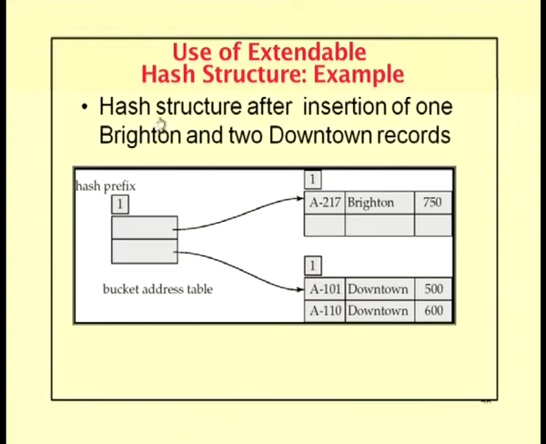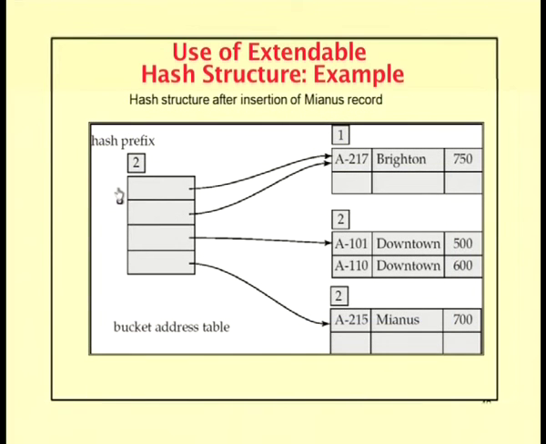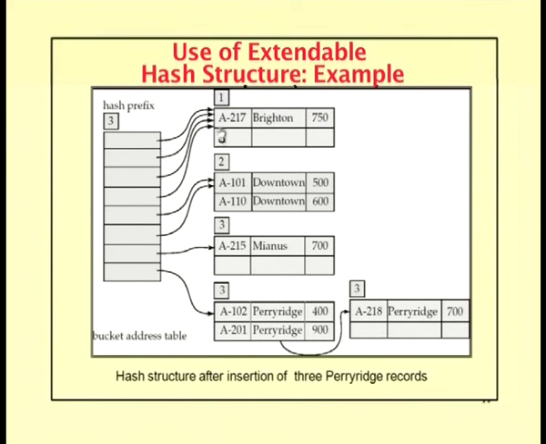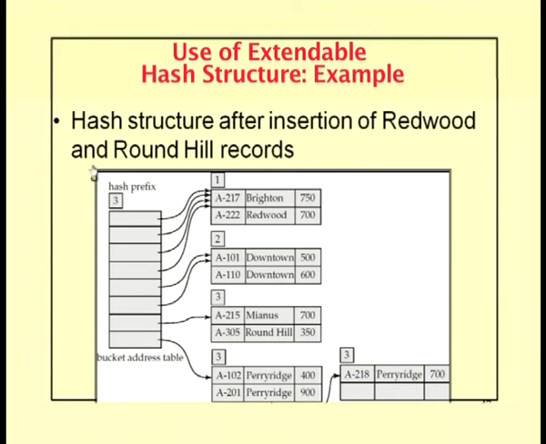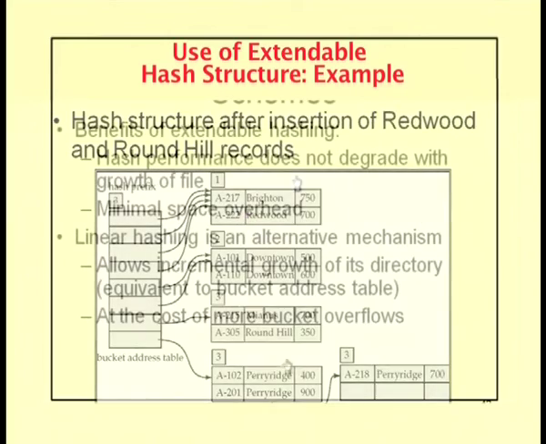Hash table after insertion of one Brighton and two Downtown records. So, you have done it. Here you have this and here you have this. Now, after this you have inserted Mianus, so that becomes this. Now, this is after three Perryridge records are inserted. We are assuming that each bucket can hold only 2, so you have an extended or overflow bucket. Now, what happens is we have added Redwood and Round Hill also. So, this is what happens.